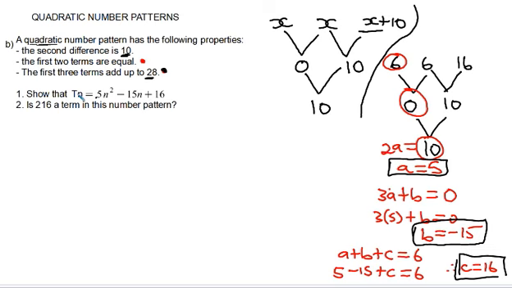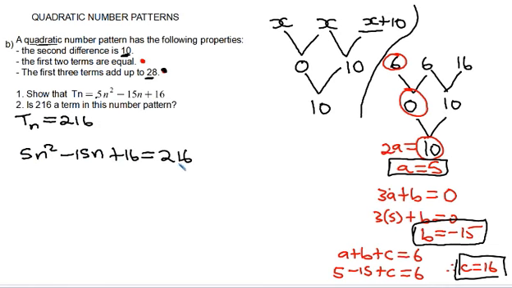So we are saying Tn is equal to this, and 216, is it a term in the pattern? So we are saying Tn is equal to 216. So we need to determine the value of n here. If n is a whole number, a positive whole number, then that confirms that this is a term in this number pattern. So to do that, to determine the position of 216 in this number pattern, we equate that 216 to the general term. So we have 5n squared minus 15n plus 16 is equal to 216.